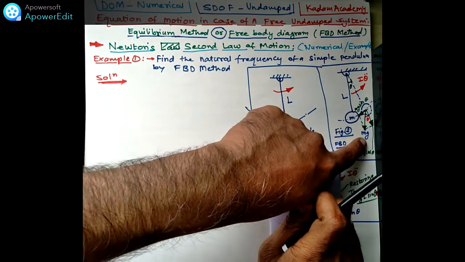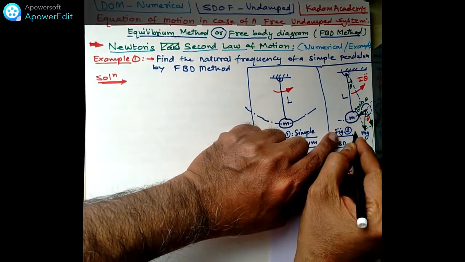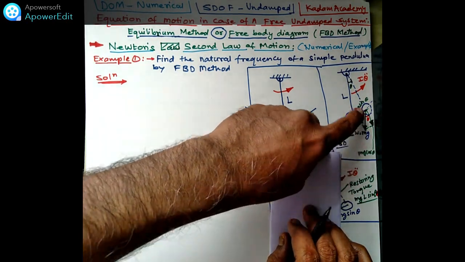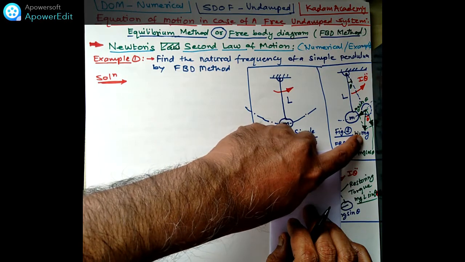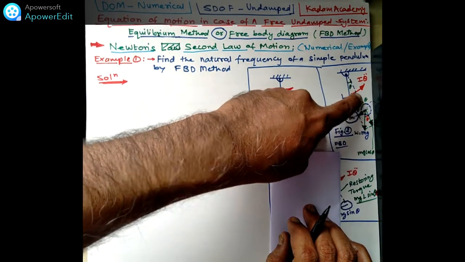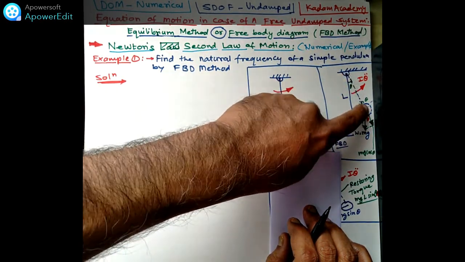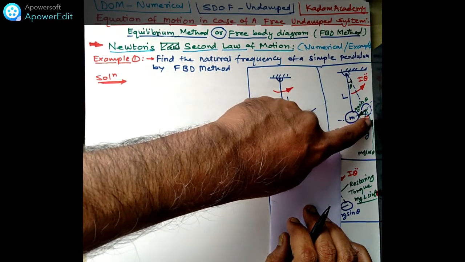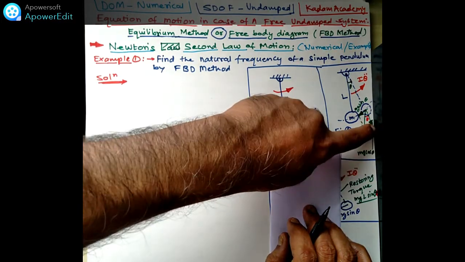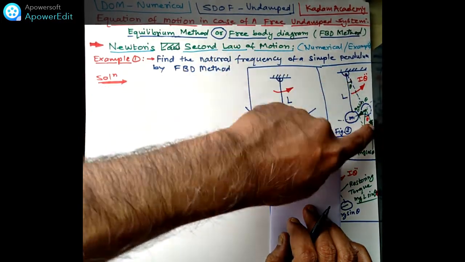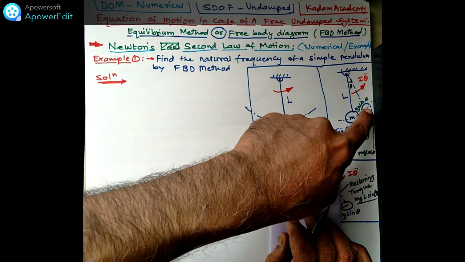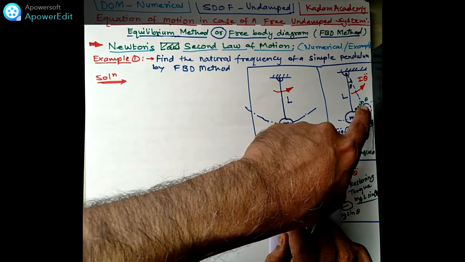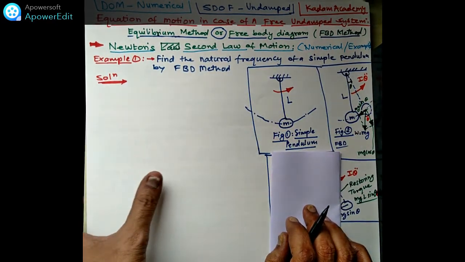The weight W is equal to mg, which acts downward. It can be resolved into two forces: mg cos theta, which is parallel to the string, and perpendicular to the string, mg sin theta.